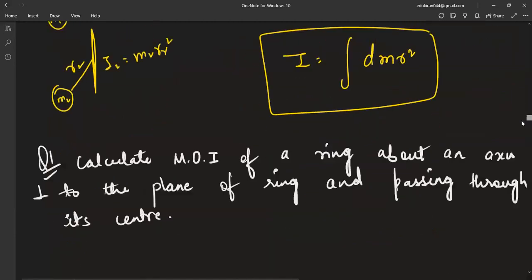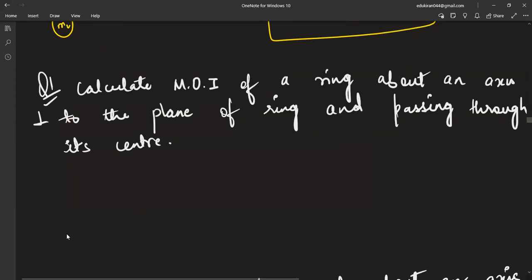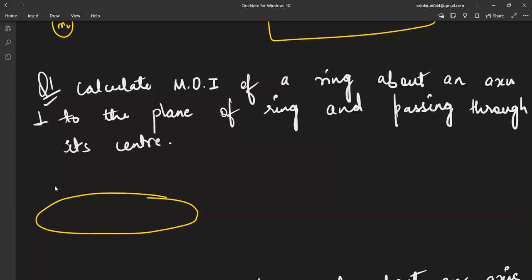Integration is cumulative adding. See, calculate moment of inertia of a ring about an axis perpendicular to the plane passing through its center. This I'll tell you in detail, you have so many figures. This is a disk. I've kept it in the XZ plane. This is the axis of rotation, right? Passing through its center, perpendicular to the plane. Suppose the radius is R and mass of the disk is M. So moment of inertia is represented by I.